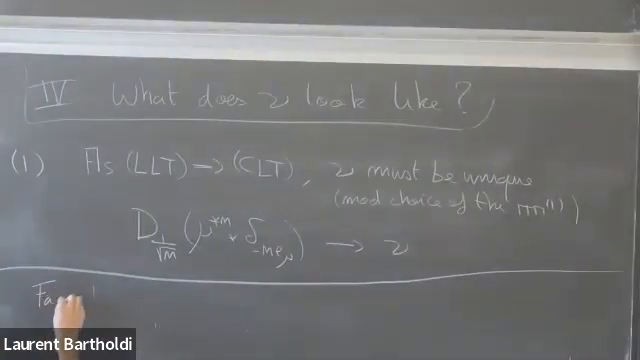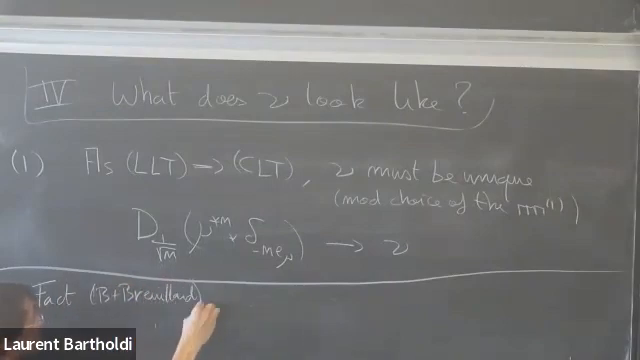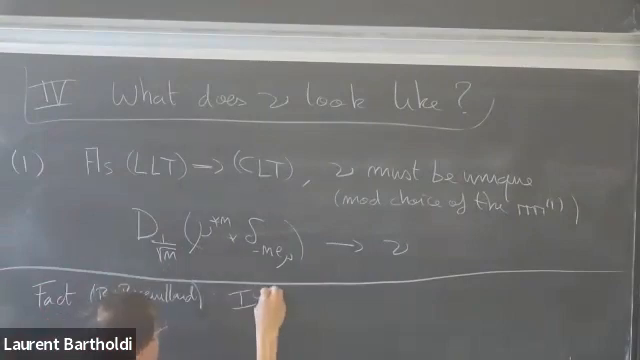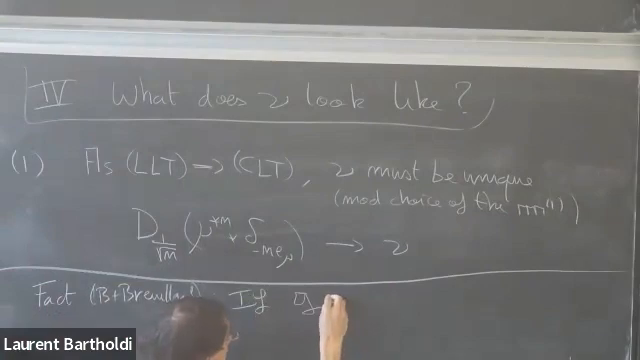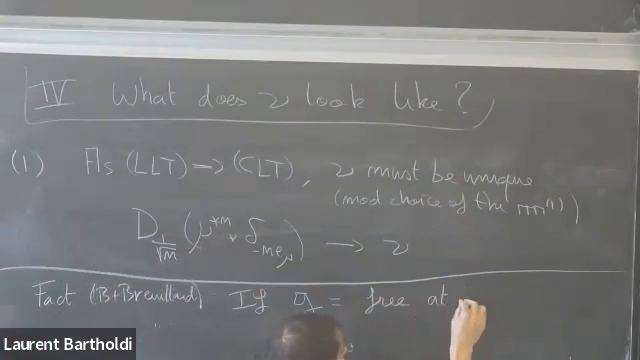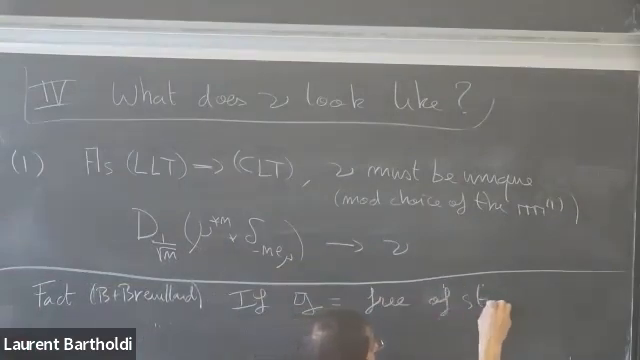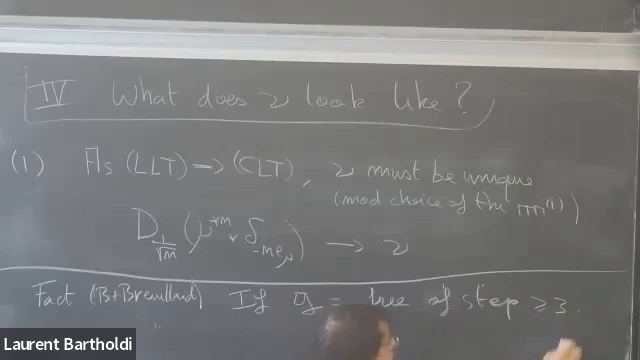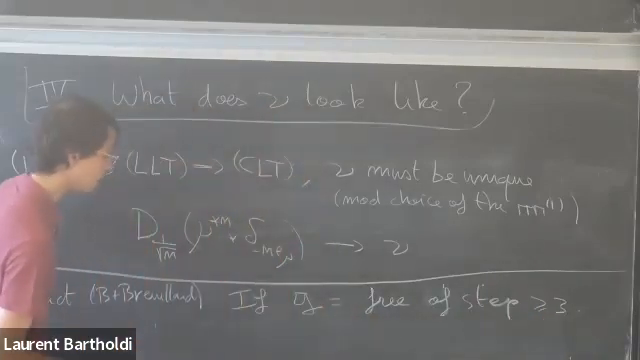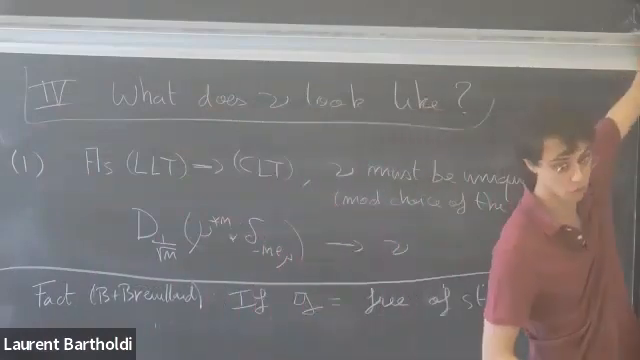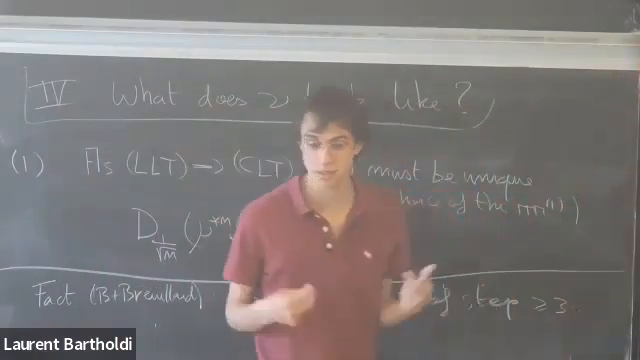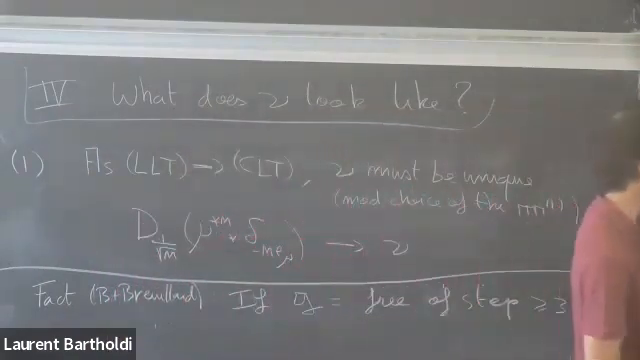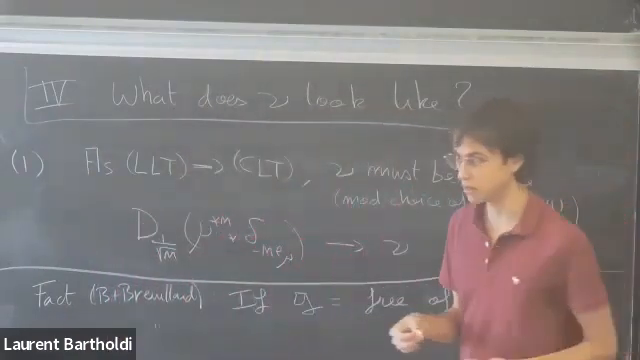Fact. If G is the free algebra of step 3, G is free, of step at least 3, then for any distribution mu driving the walk that is non-centered, the limiting measure that we get in the central limit theorem is properly supported by the space.